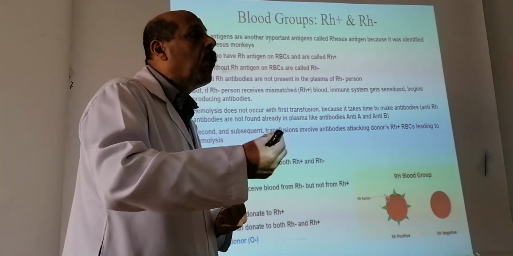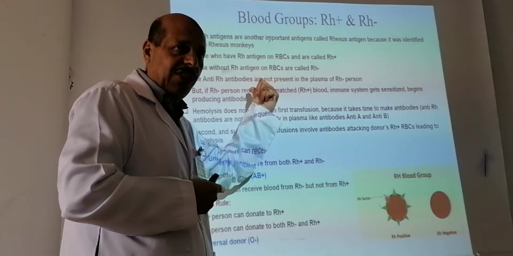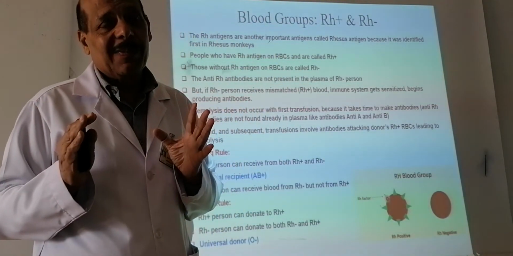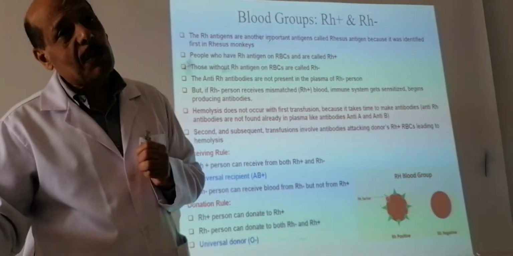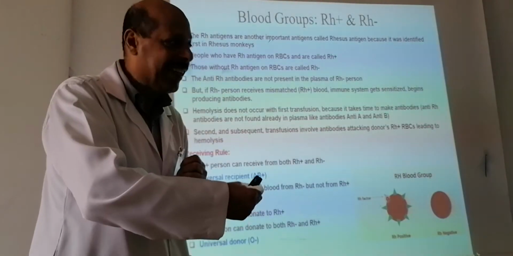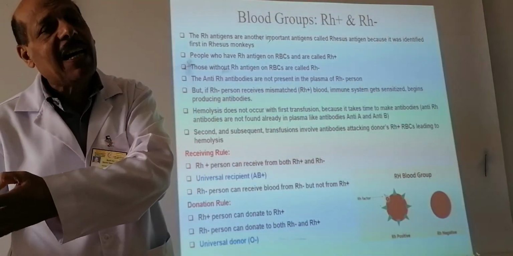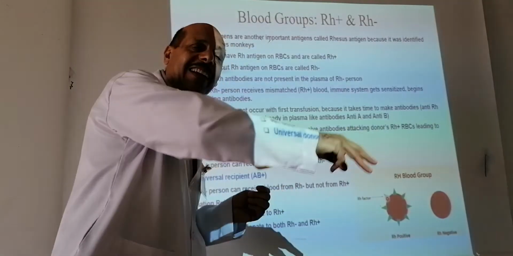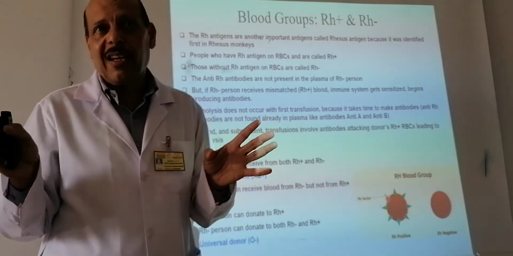The others who do not have the rhesus factor or the rhesus antigen in their blood cell, the antibody will be there in their plasma. So if they receive even the same group of blood, but it is Rh positive, the rhesus antigen is there, their body will develop a reaction because their plasma has antibody against rhesus factor that will attack the red blood cells and consider them a foreign body. Is it clear now? Okay.